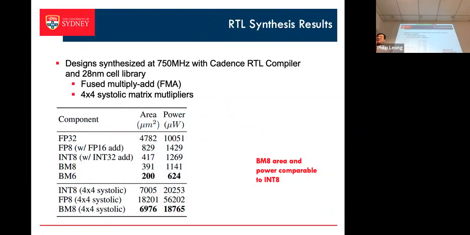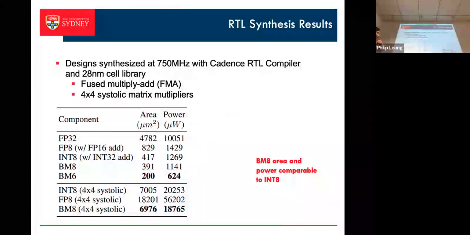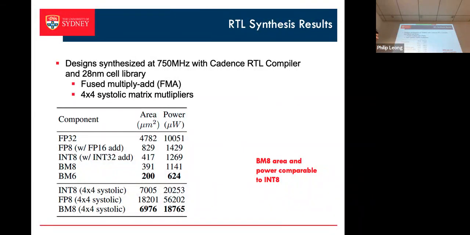In order to understand the area efficiency, we synthesized a fused multiply-add and a 4x4 systolic array multiplier using block Minifloat with the Cadence RTL compiler at 28 nanometers. And what we saw is that the block Minifloat 8 area and power is comparable to INT8 with a 32-bit accumulator.